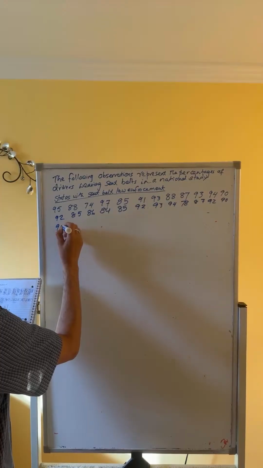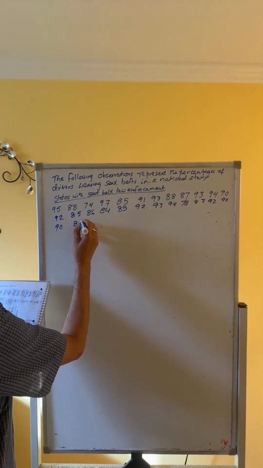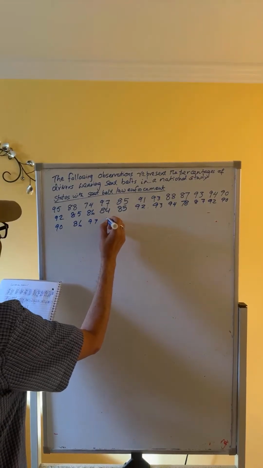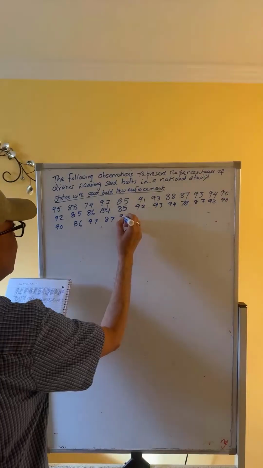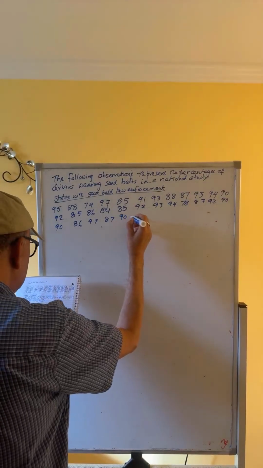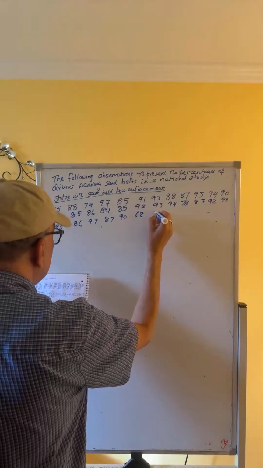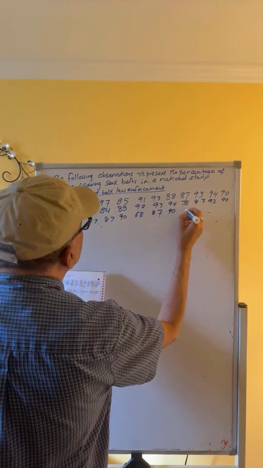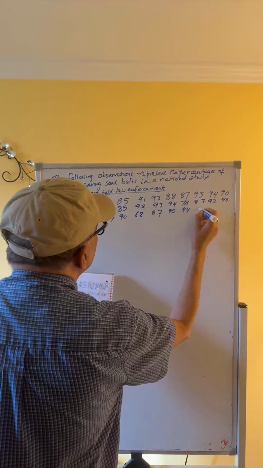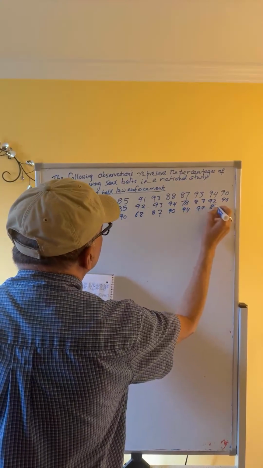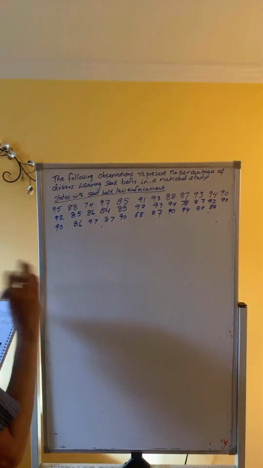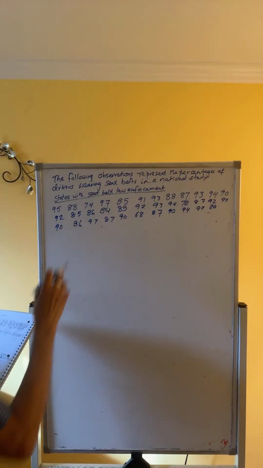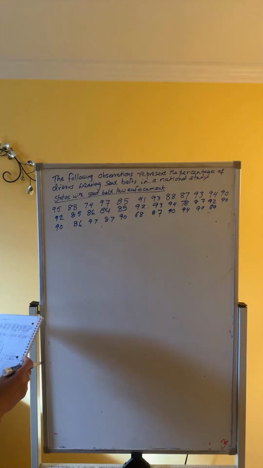Then 90, 86, 97, 87, 90, 68, 87, 90, 94, 97, and 84. So these are percentages of drivers wearing seat belts in these states. And these are states with seat belt law enforcement.